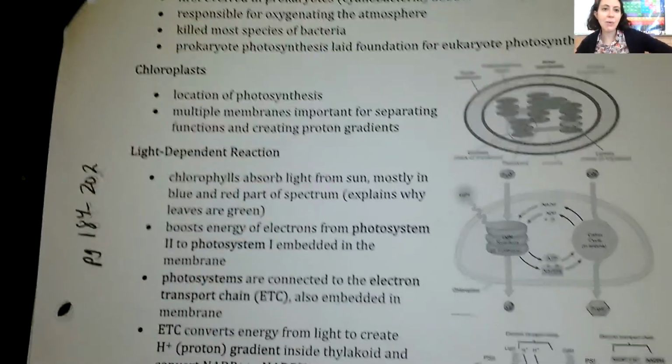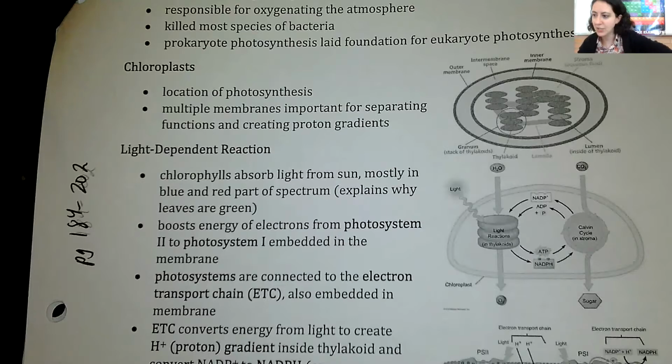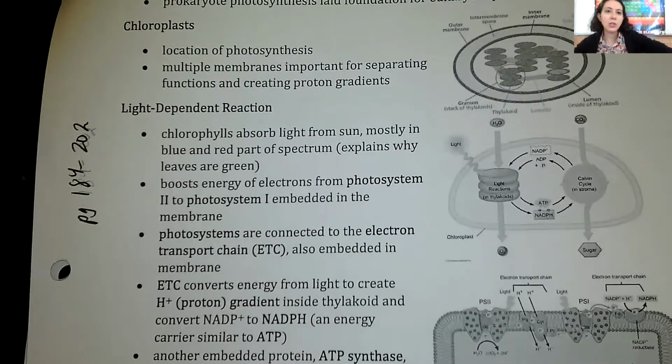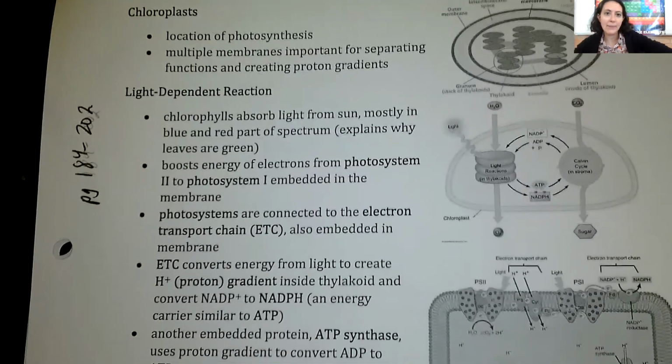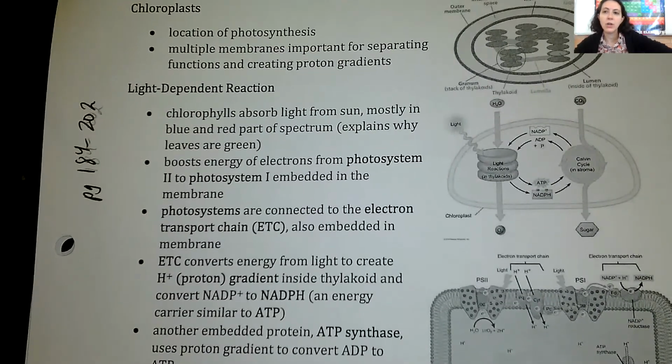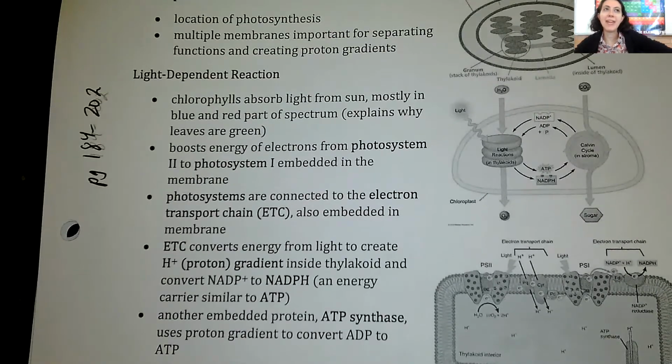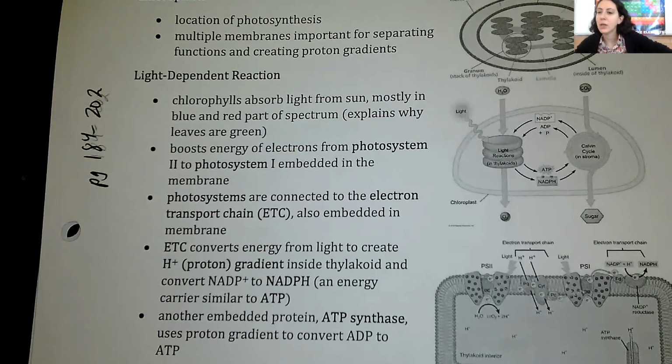So here is what happens. We have the light-dependent reactions. This is the part where you actually have to have sunlight. So chlorophyll is a pigment. Pigments are molecules that have a color to them and are capable of absorbing light from the sun. They specifically absorb different frequencies of light.